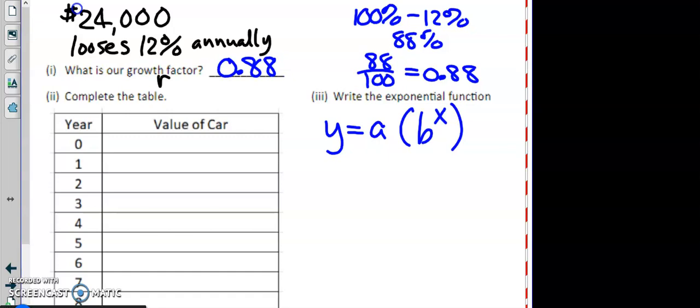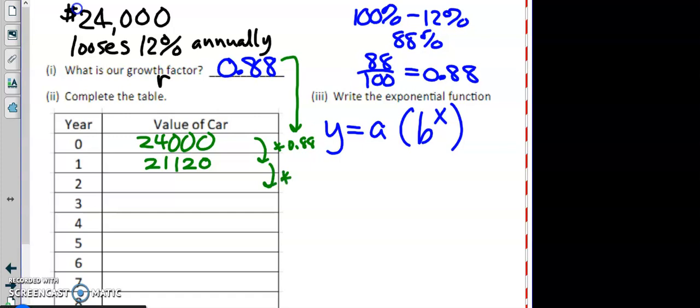So, the beginning of this problem, and again, we did something very similar to this back in chapter 1. In year 0, the car is worth $24,000. The car will be worth 88% of its value at the end of 1 year. So we're going to multiply this by our R value of 0.88. So the car after 1 year is now worth $21,120.